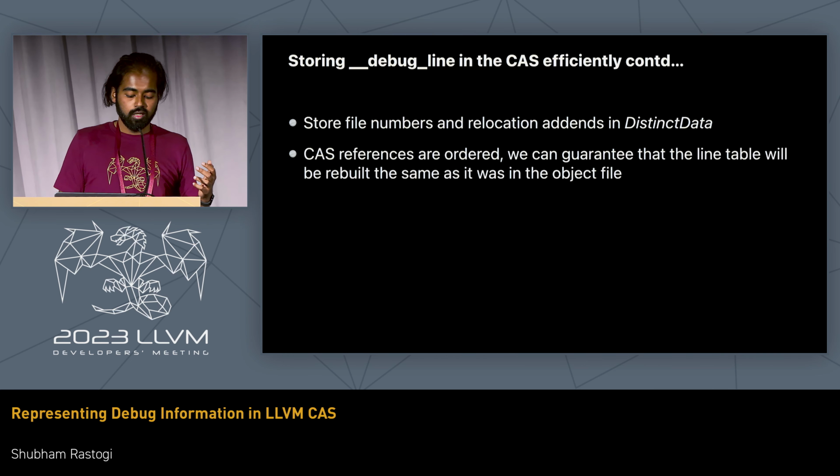I would also like to note that CAS references are ordered, so we can guarantee that the line table will be rebuilt exactly the same as it was in the original object file when we materialize the object file from the CAS.